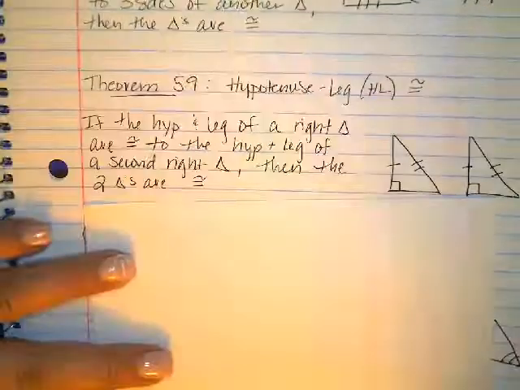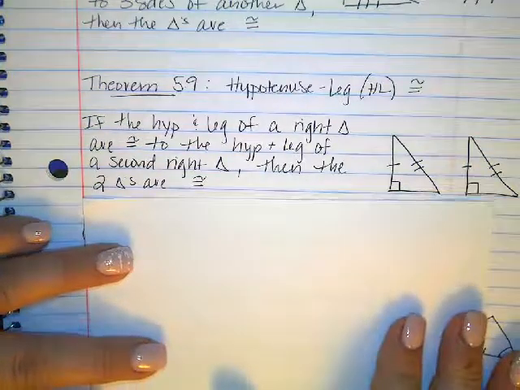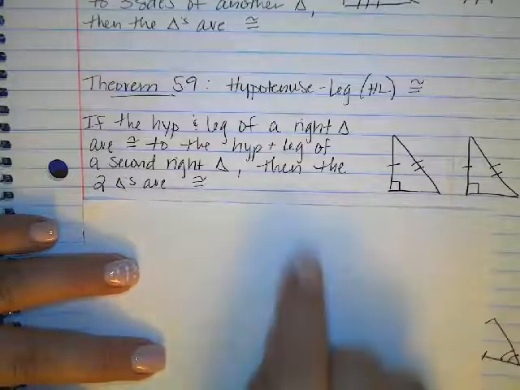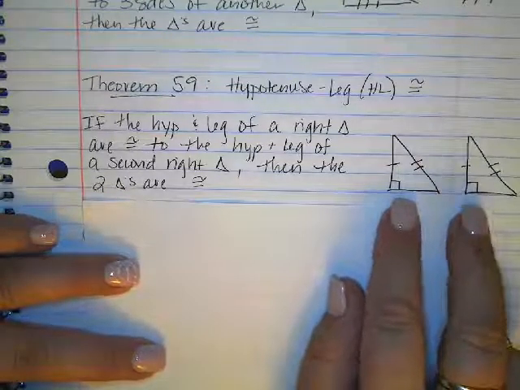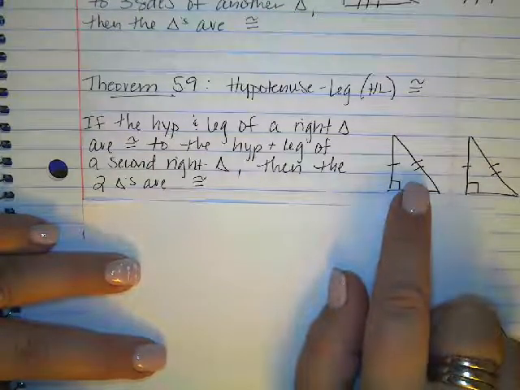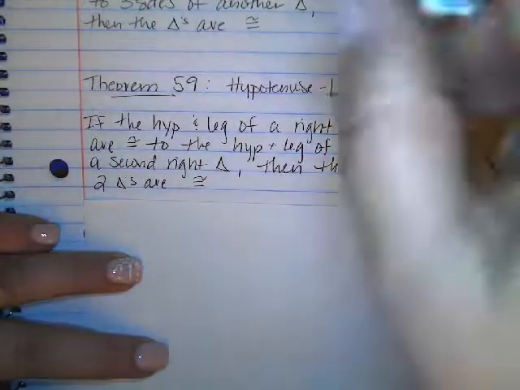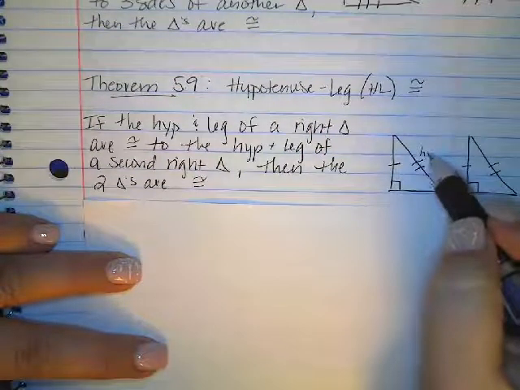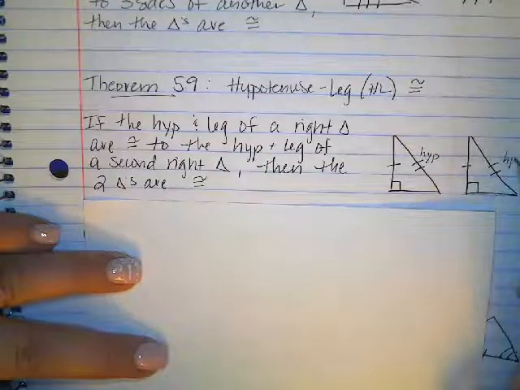The second part of section 5.5 is the hypotenuse leg theorem, or HL congruence. And what it tells us is that if I have right triangles, so this is only specific to right triangles, and I know that the hypotenuse, remember the hypotenuse is always found across from the right angle. This is how I know that that's the hypotenuse.